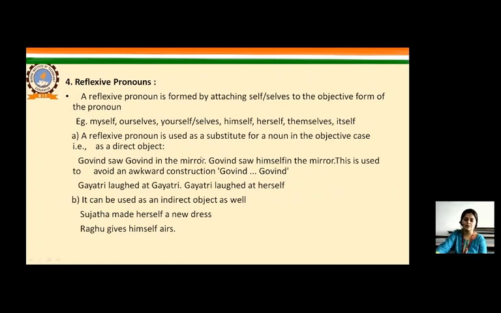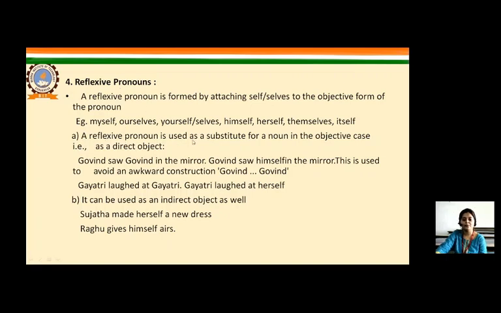Then the next category of pronouns that we are having are reflexive pronouns, right? So what is a reflexive pronoun? Firstly, we will see to it. A reflexive pronoun is formed by attaching self or selves to the objective form of the pronoun. So if you come across words like myself, ourselves, yourself or yourselves, himself, herself, themselves, itself, everywhere you can see you are using self in terms of singular and selves when you are referring to plural. So all these are reflexive pronouns.